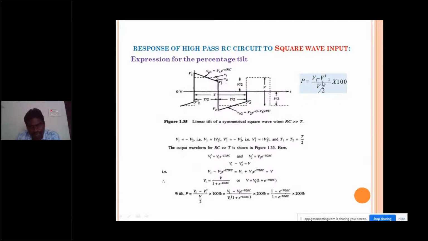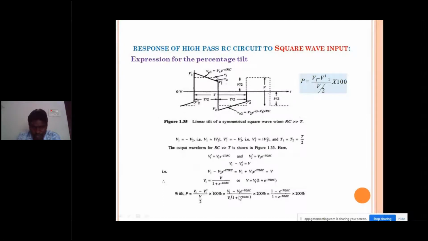Percentage tilt P is equal to (V1 minus V dash) by V by 2. What V1 is and what V dash is, is simply given in this graphical representation. V1 is the positive peak of an output curve, and V dash is simply given here. V dash is the location where this curve reaches this particular place, and V by 2 is half of the amplitude of the input signal. V is the total amplitude, V by 2 is half of it.